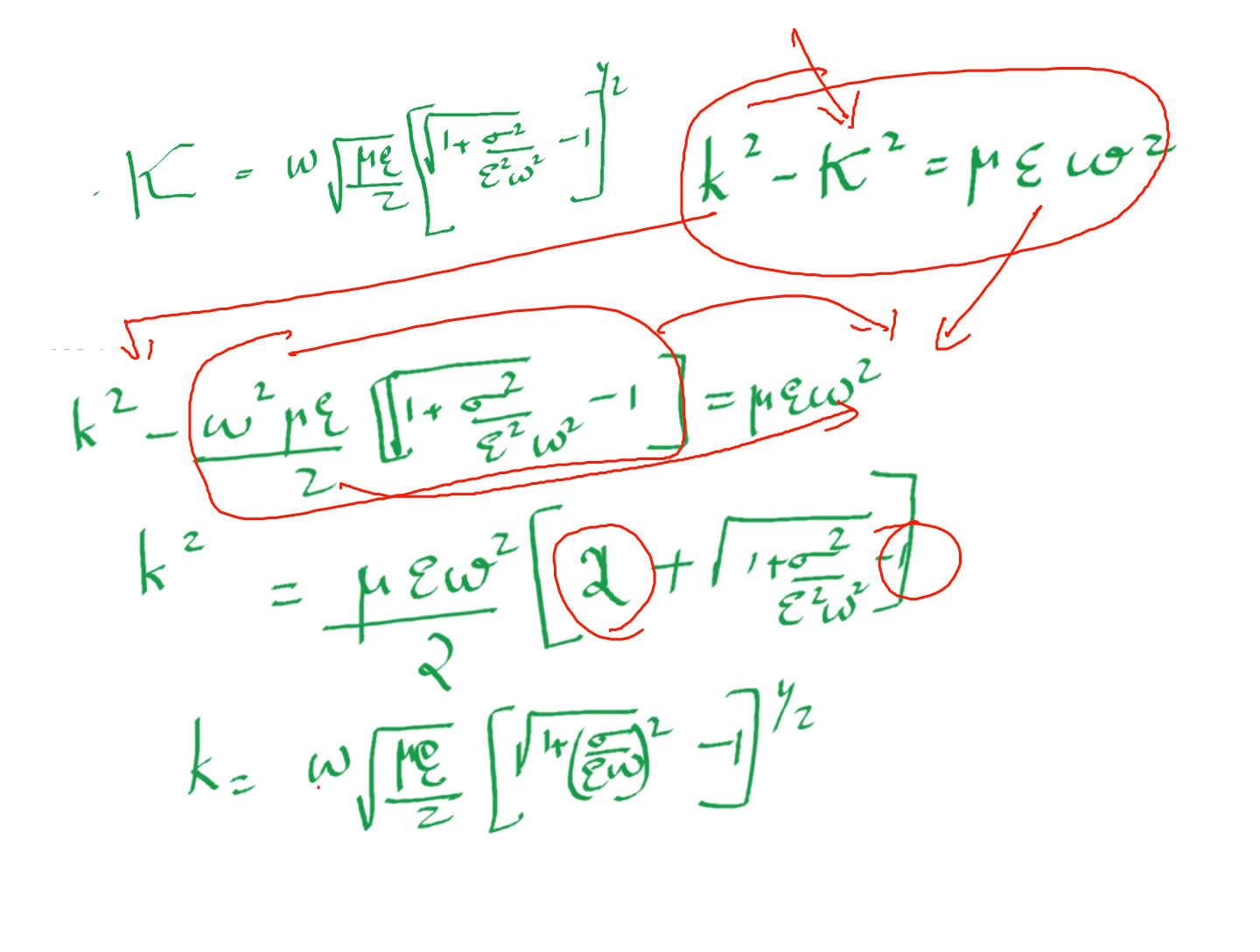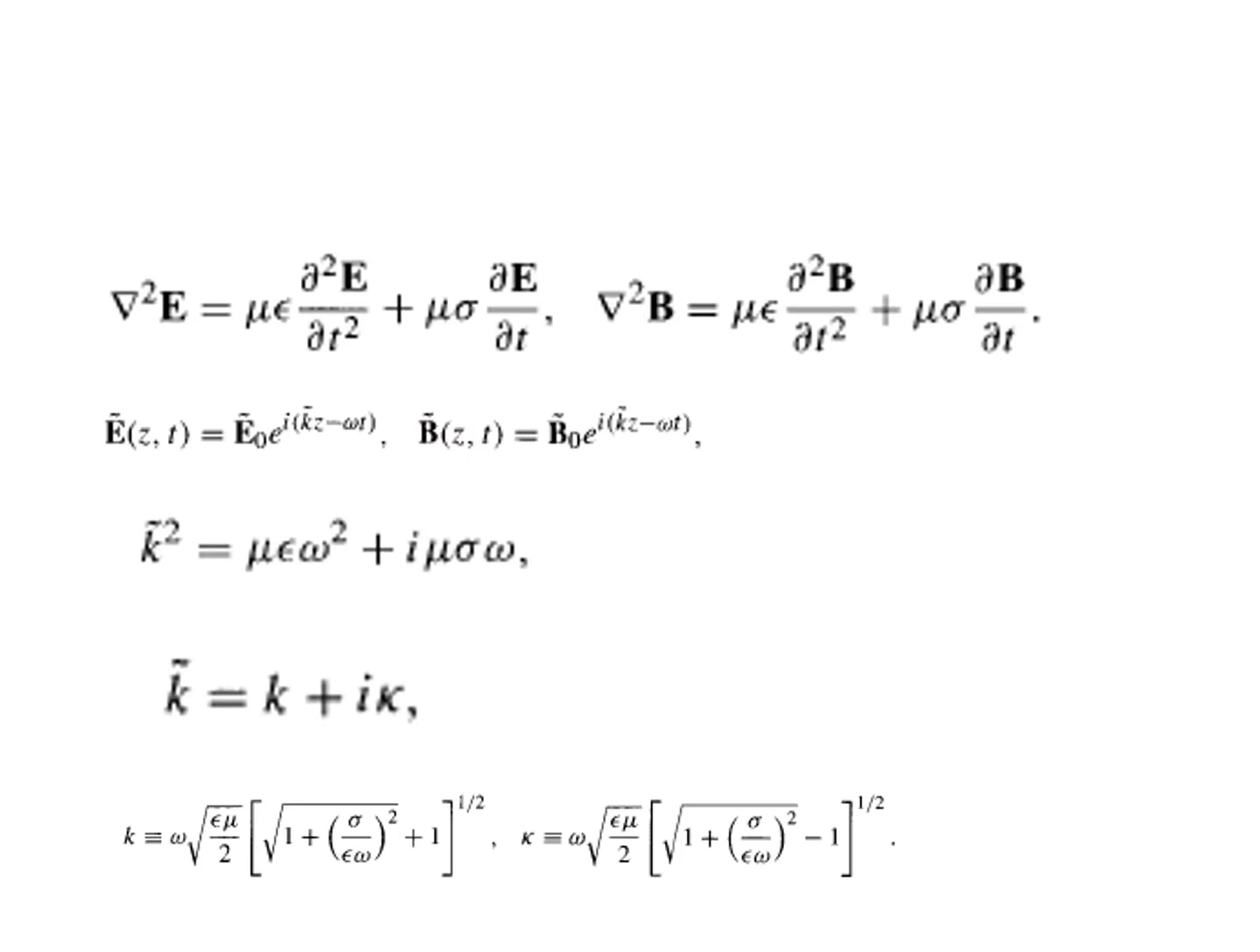So k is equal to omega times root of, here it is actually plus or minus. But we are taking only the real part of this answer. So omega, we're taking the square root, omega times the square root of mu epsilon by 2 times root of 1 plus (sigma by epsilon omega) squared minus 1. We took the real part of this answer only, not the imaginary part. Hence we got the expression for k and kappa.